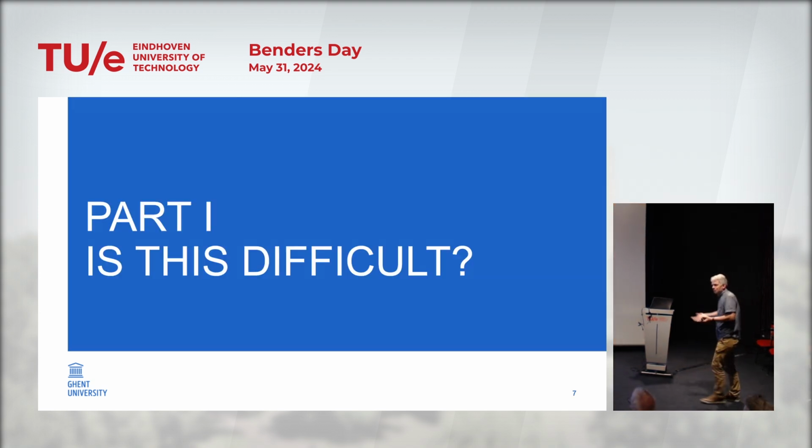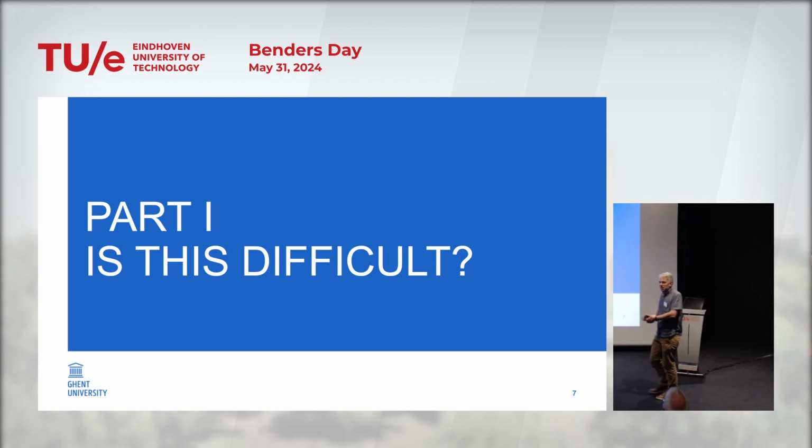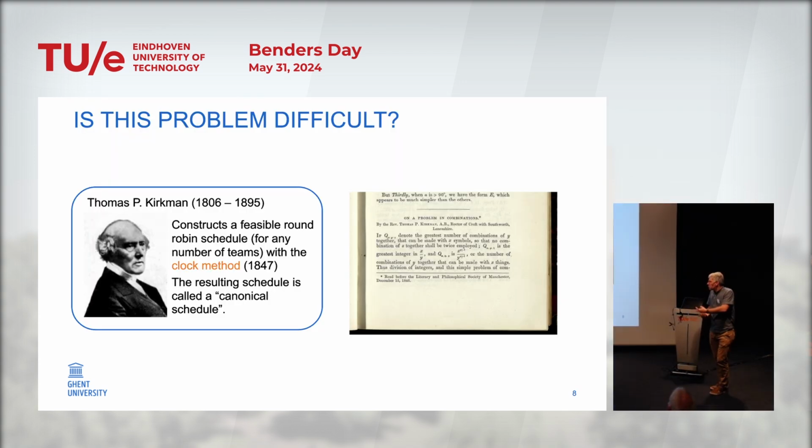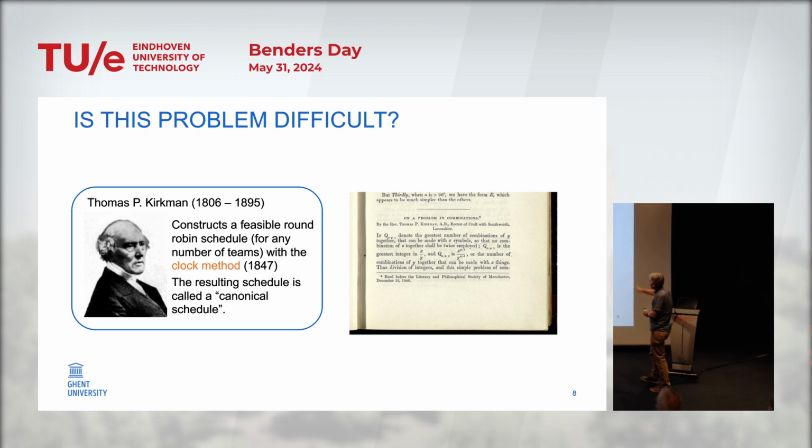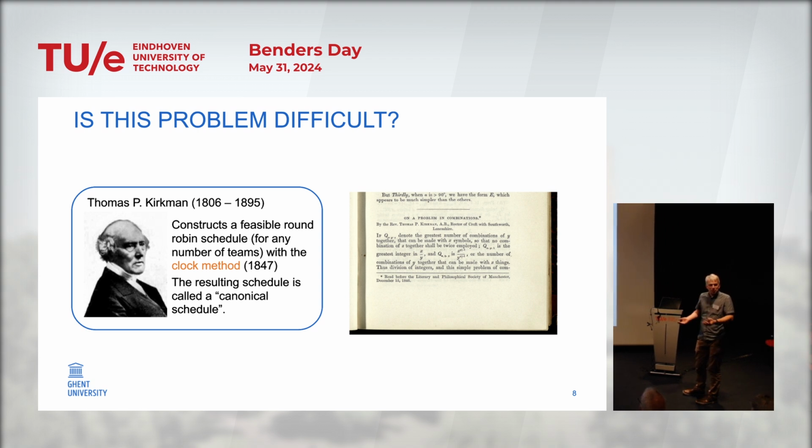Okay. Is this at all difficult? That's a question that I often get when you talk about this topic. Is it actually difficult? I mean, who does research on that? It was solved in 1847 by this guy, Reverend Thomas Kirkman. He came up with this paper on a problem in combinations. He developed a method known as the clock method that allows you to produce a schedule for a round-robin tournament.